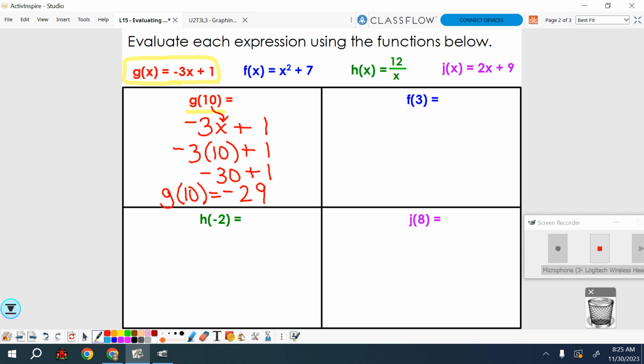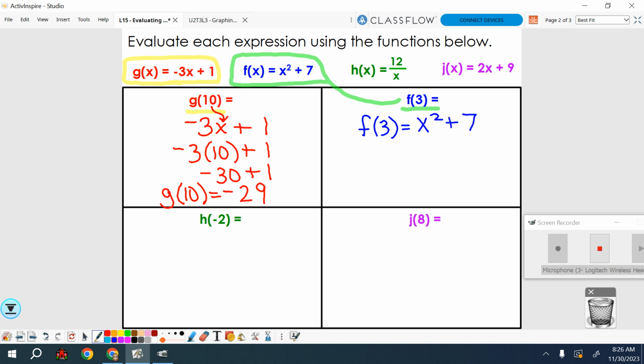Okay, I'm going to do one more, and then I'm going to let you do the last 2 on your own. So in this case, we're going to be looking at function f. We want to know what f of 3 is. And so what I'm going to do is take this x value and plug it into this function. So I'm going to start by writing this down. I know that f of 3 is going to equal x squared plus 7.